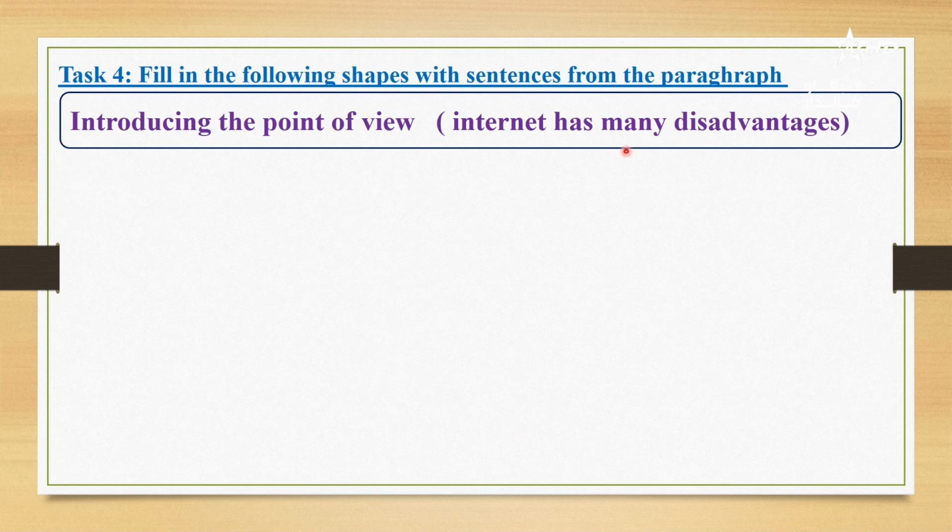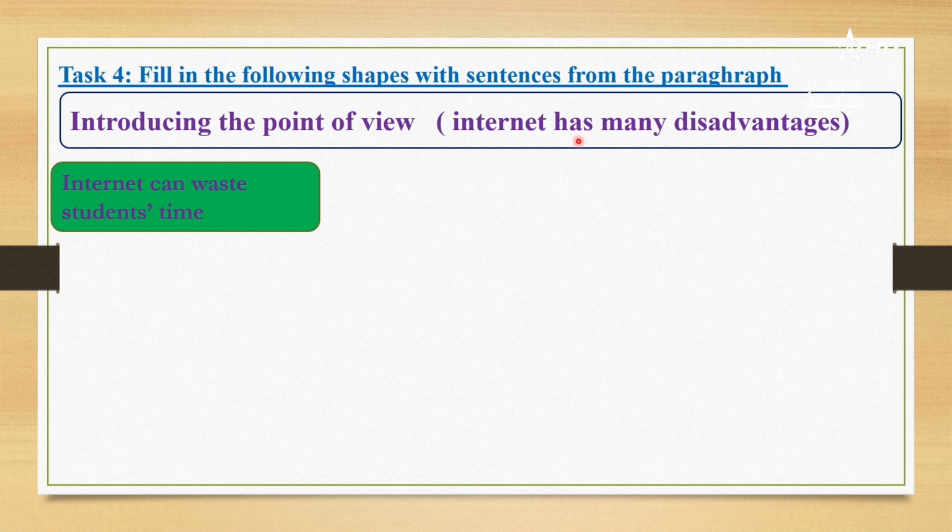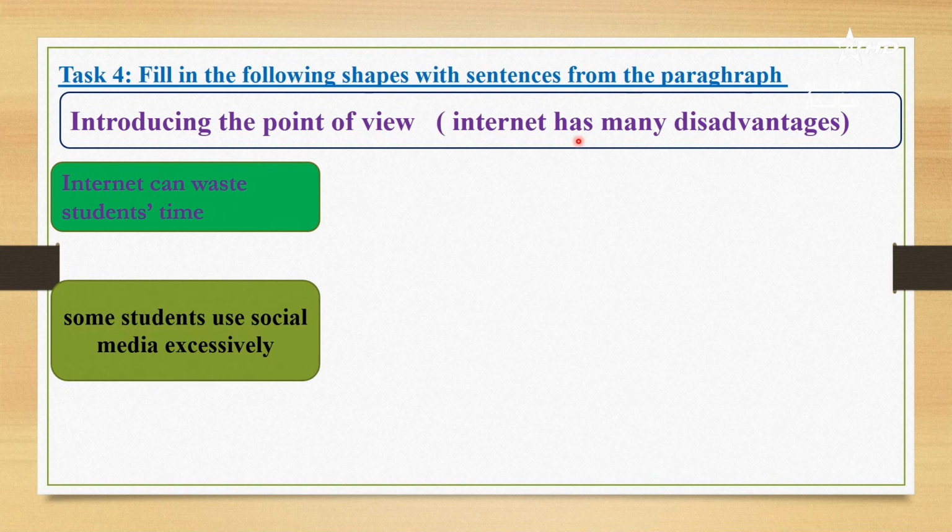So the first shape, we have the topic sentence. Why is it necessary to introduce the point of view? The internet has many disadvantages. Sentence number 2: the internet can waste students' time. What is this sentence? Yes, a supporting sentence. Very good. Okay, what is the following sentence? It's a detail, or detail number 1: some students use social media excessively.